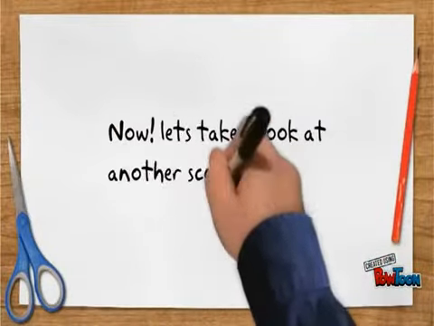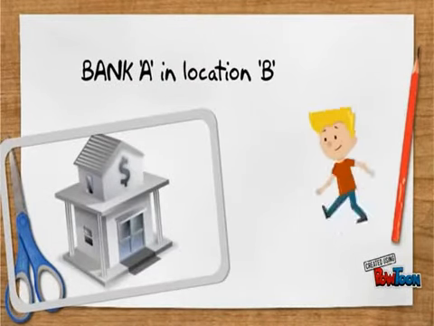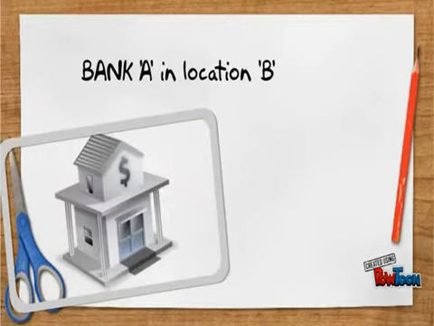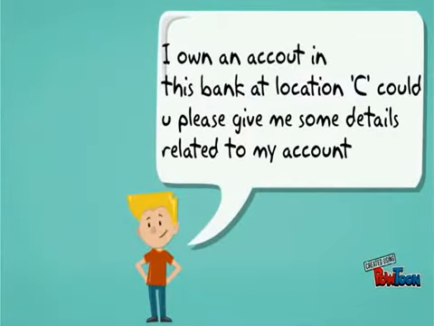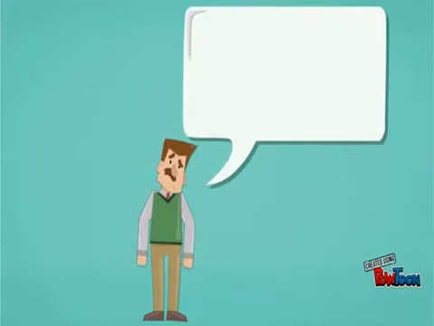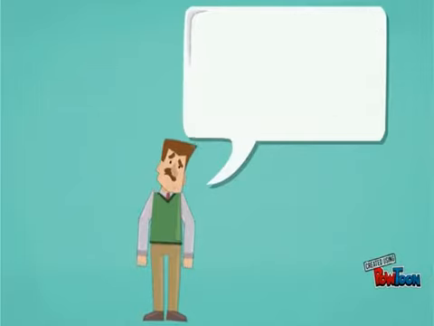Now, let's take a look at another scenario. Let's say you're going to a bank A in location B. You decide to talk to the banker. I own an account in this bank at location C. Could you please give me some details related to my account? But sadly, the banker is unable to because he's unable to access another site due to the traffic in the network.